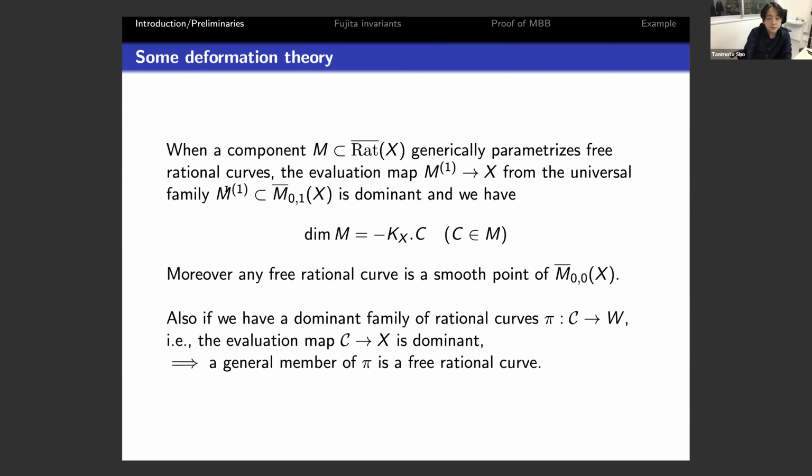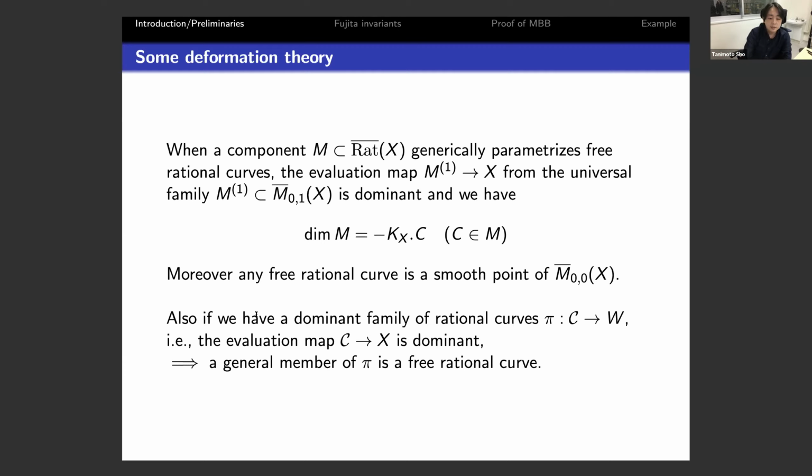So now M upper 1, this is like a universal family. This 0, 1 means genus 0 with one marked point. So you can interpret this as some kind of universal family of rational curves. And then one can prove that if a component parameterizes free curves, then this evaluation map is dominant, and then the dimension of M is equal to the expected dimension. So a dominant component always has dimension equal to the expected dimension.